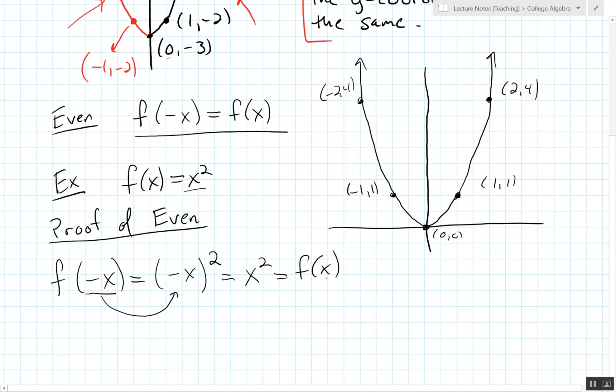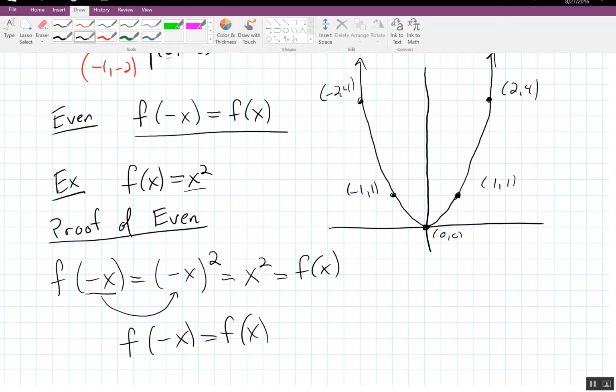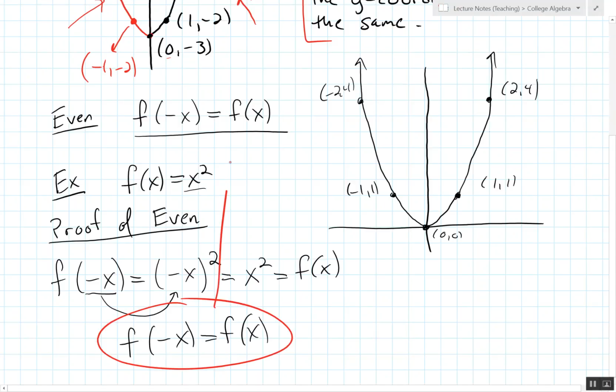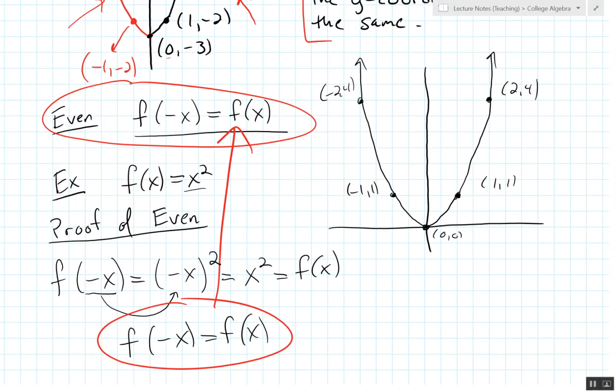So notice our equality says that f of negative x equals f of x, and that is my definition of even. So x squared is a type of even function, and it's usually my first example.